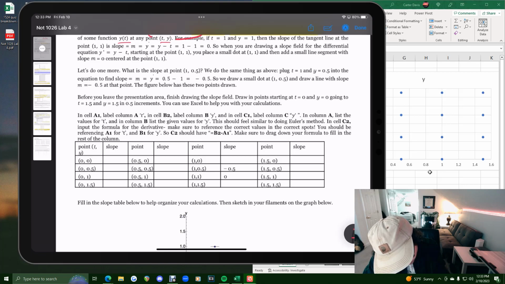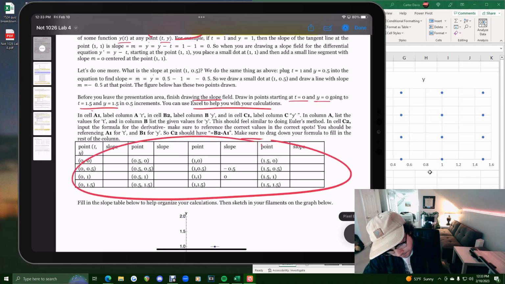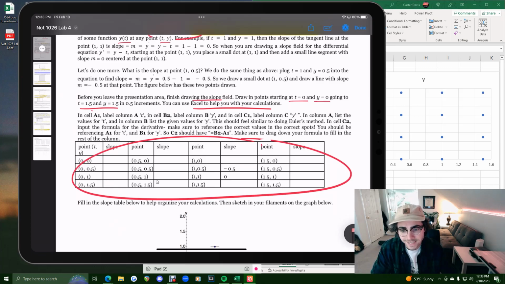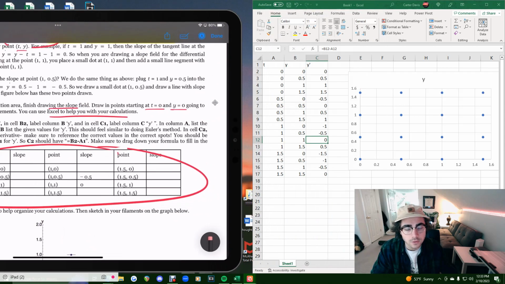They say, before you leave the presentation area, finish drawing the slope field. Draw on points (0, 0) to (1.5, 1.5). You can use Excel to help with your calculation. They give us this whole layout of a chart and ask us to find all the slopes, the y prime values, for all these different t and y values. This is, I think, the only thing I used Excel for.